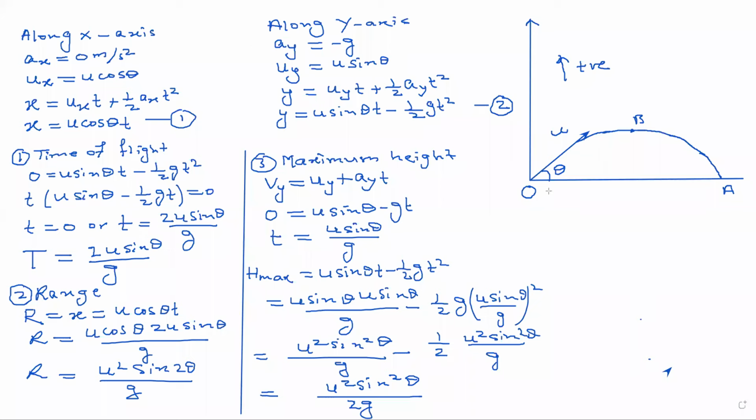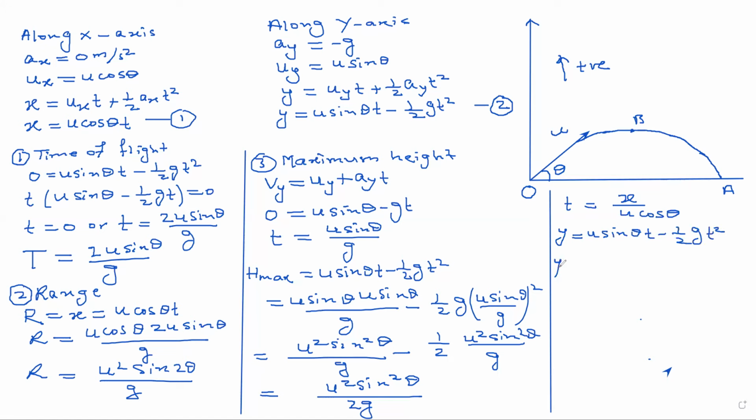There is one more derivation for this, that is for the path of the projectile. How do we conclude that the path of the projectile is parabolic and it is concave downwards? So for this, we find the value of T from equation 1. From equation 1, you can write T is equal to X by U cos theta. Now we plug in the value of T in equation 2. So we have Y is equal to U sine theta T minus half G T square.